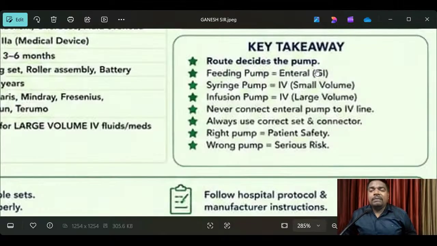Key takeaway points here. The route decides the pump. Feeding pump is enteral, GI. Syringe pump is IV small volume, and infusion pump is IV large volume. Never connect an enteral pump into an IV line. Always use the correct set and connector. The right pump is patient safety. The wrong pump is a serious risk.